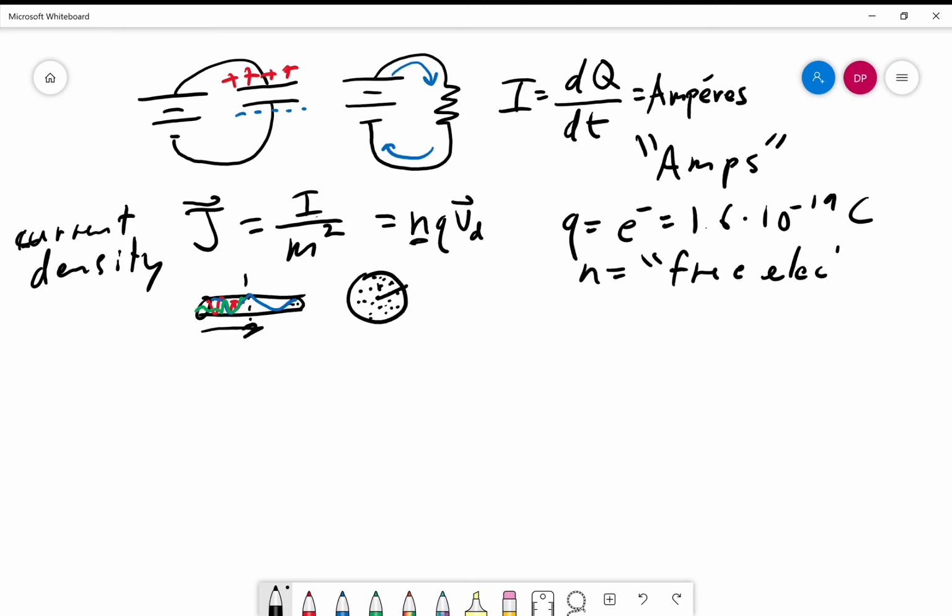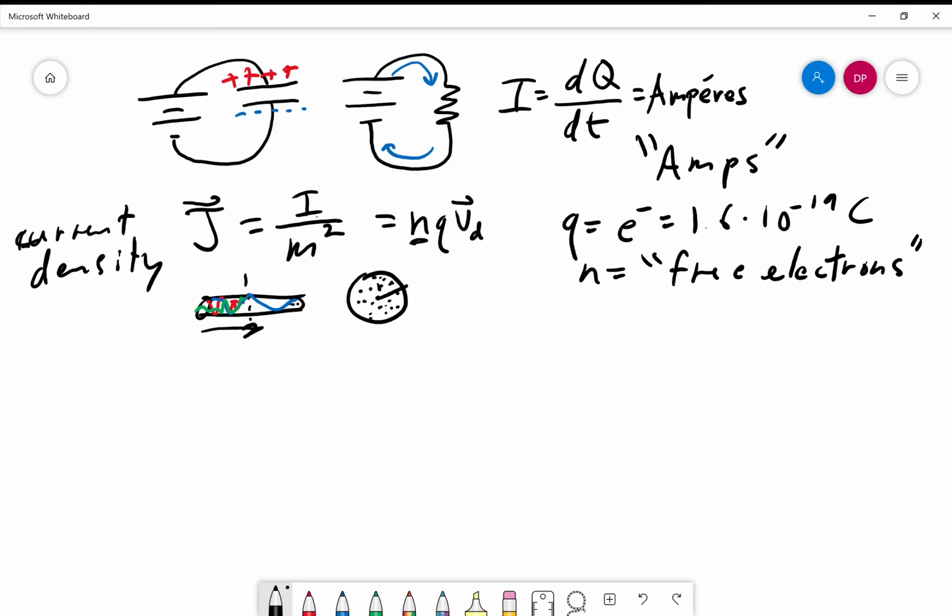Those are the mobile electrons that you have in a given substance, like copper, which is a very common conductor. Those are the electrons that are going to be moving, and the drift velocity will also contribute to the measure of your current itself. And Q, like I said, is normally the elementary charge. And that's current density, okay? Not current, but current density.